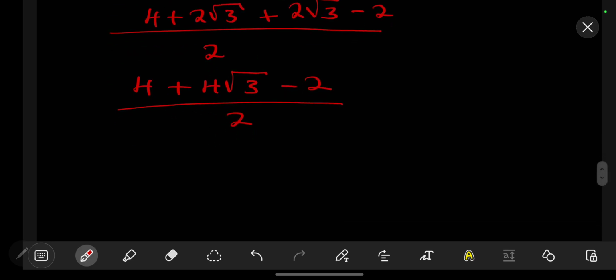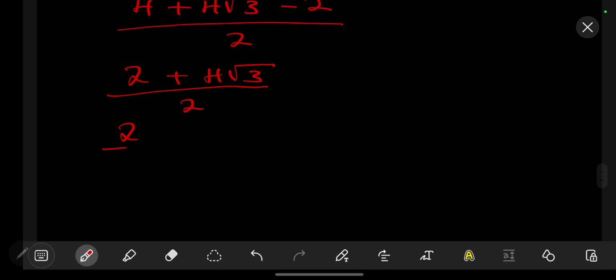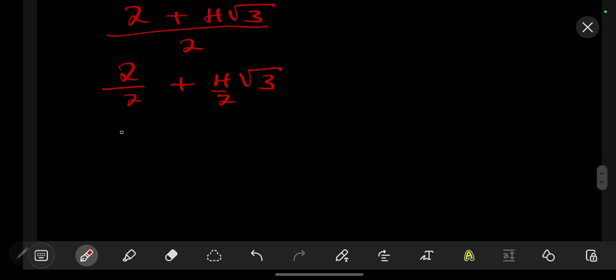So we are going to be having a 4 minus 2 will give us a positive 2 plus 4 square root of 3 over a 2 like that. Then these 2 can be distributed. So this is the same as having 2 over 2 plus 4 over a 2, then the square root of 3 like that. So we are going to have a 1 plus 4 divided by 2. It gives us 2 square root of 3 like that. So that means to say we have expressed in the form a plus b square root of 3. So this was an indicator whether you're doing the correct thing or not.